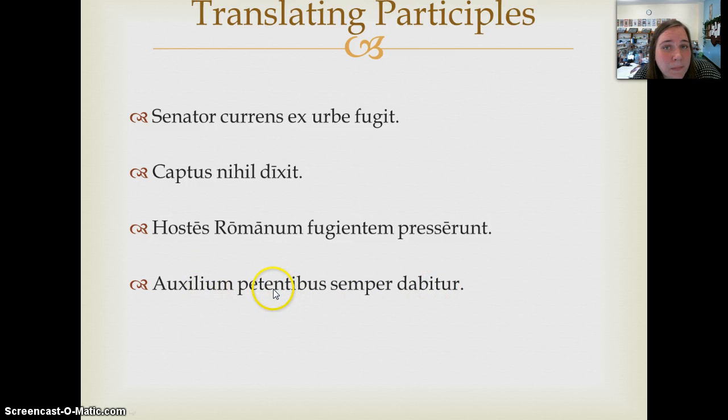And then in our last example, auxilium patentibus semper dabitur. Patentibus is our participle. There is no other dative plural noun for it to be describing, so it has to be substantive. Help will always be given to those seeking it. And yes, that might be a little Harry Potter-ish.